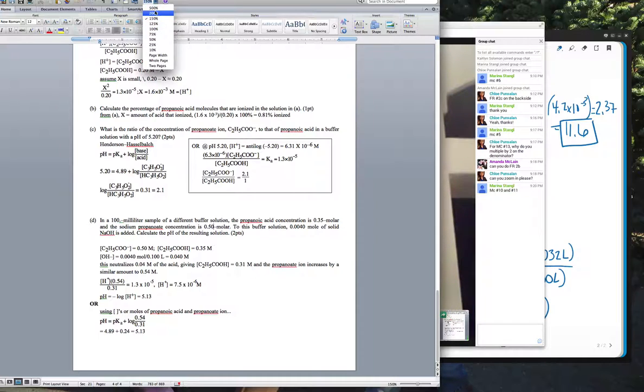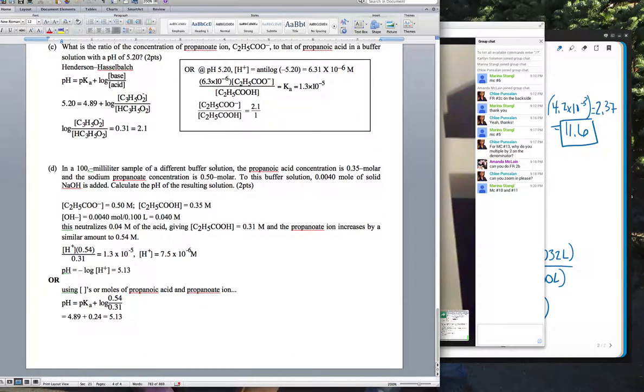Oh, Chloe can't see. How's that, Chloe? Is that better? I think I've got it on 200% now. Maybe just come to the screen, doesn't work out real well. I think it's zoomed in more.